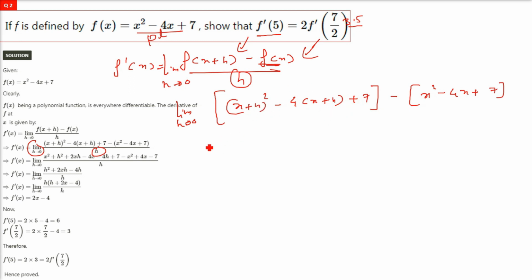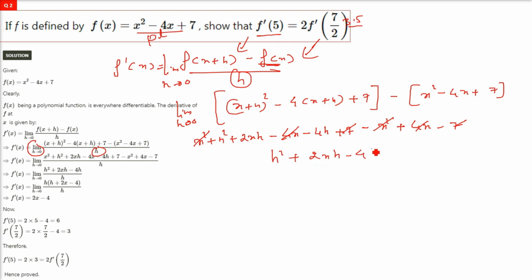So we'll just open this, (a plus b) whole square, so x square plus h square plus 2xh minus 4x minus 4h plus 7. Now change the sign because negative is there, so minus x square plus 4x minus 7. X square you can cancel, 4x you can cancel, 7 you can cancel, and what do you get? H square plus 2xh minus 4h. Now you can take h common because h is everywhere. H you take common, h plus 2x minus 4 it will be.